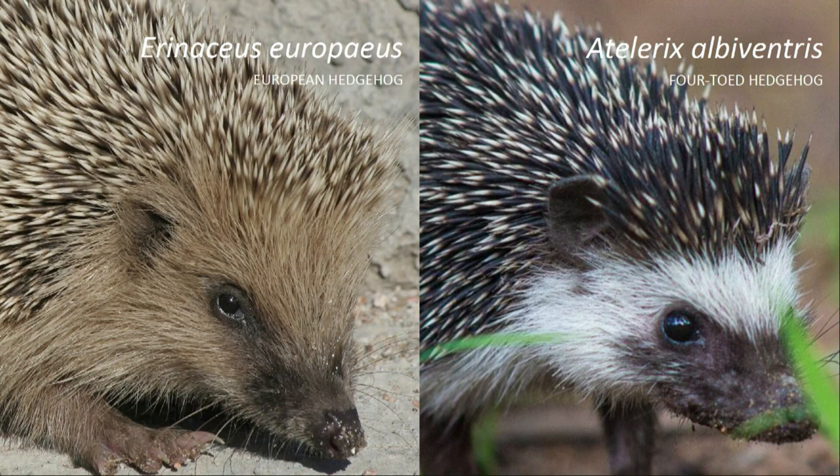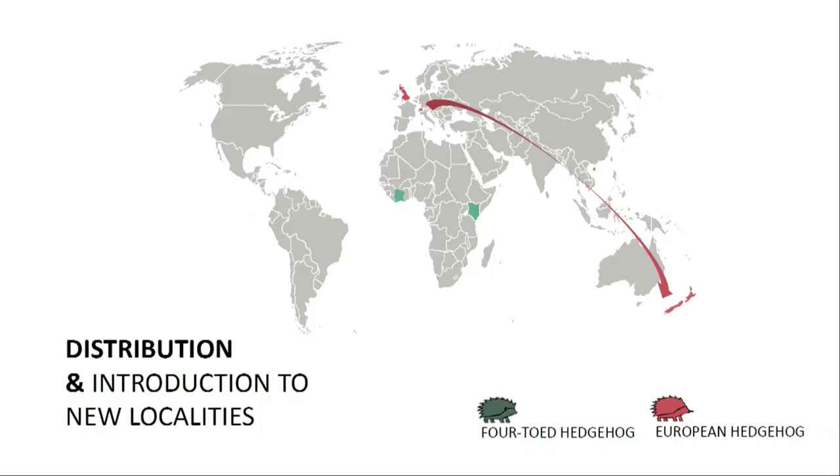The main host of Trichophyton erinaceus is the hedgehog. It's a hedgehog fungus. This species is mainly reported from two species of hedgehog, the European hedgehog and the four-toed hedgehog. The European hedgehog has a European distribution, and the four-toed hedgehog you can find in Central and East Africa. So the distribution of the fungus is related to the distribution of its main host.